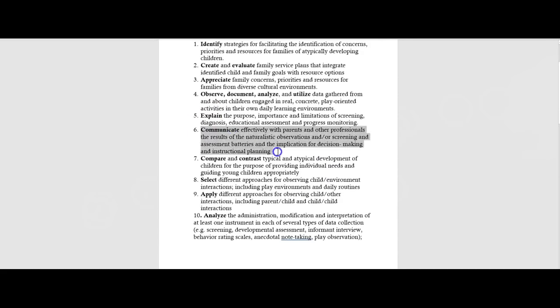So in order to create a unit, I'm just going to pull out this one right here, this particular outcome. I'm going to highlight it for you. Ooh, that's so bright. Let's just do this orange. Okay. And so this particular outcome says communicate effectively with parents and other professionals the results of the naturalistic observations and or screening and assessment batteries and the implication for decision making and instructional planning.